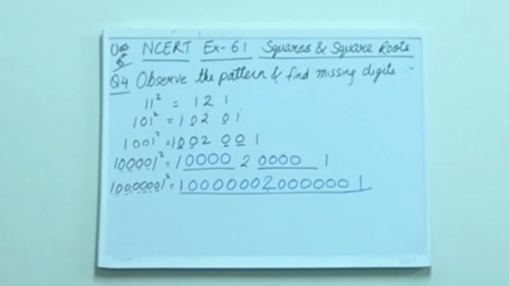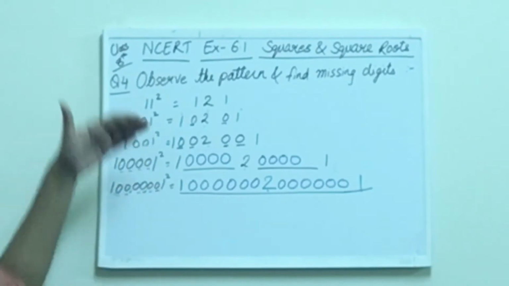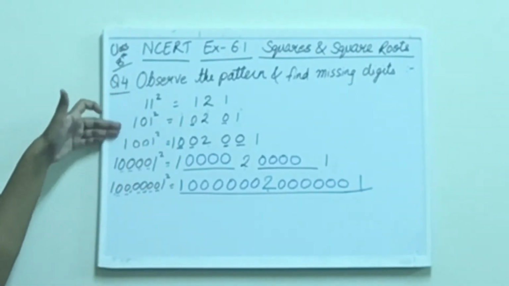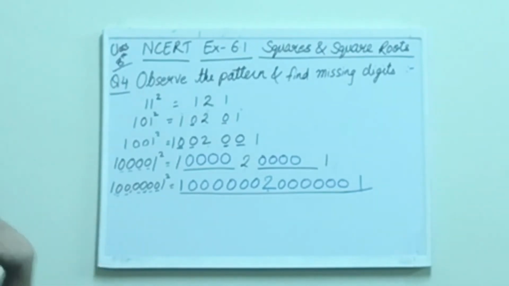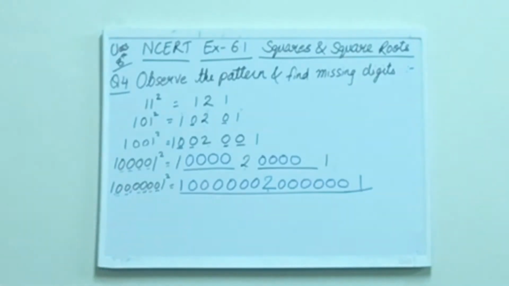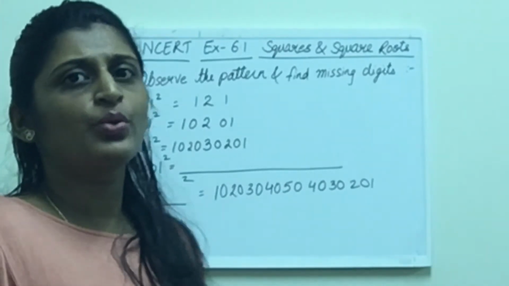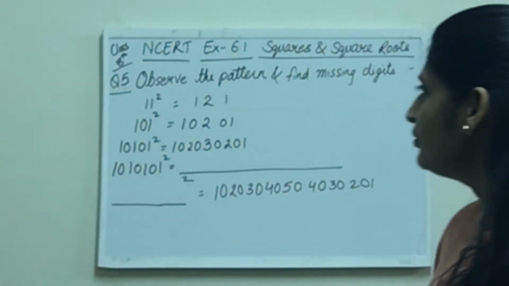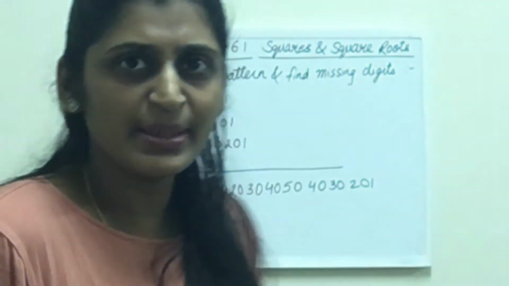The solution to question number 4, I have used my blue marker to write the answers. By observing the pattern from 1 to 3, we need to fill in the missing numbers at the 4th and 5th place, and we did. So this was question number 4. Now going ahead with question number 5. Question number 5 says observe the pattern and find the missing digit. Same as question number 4.